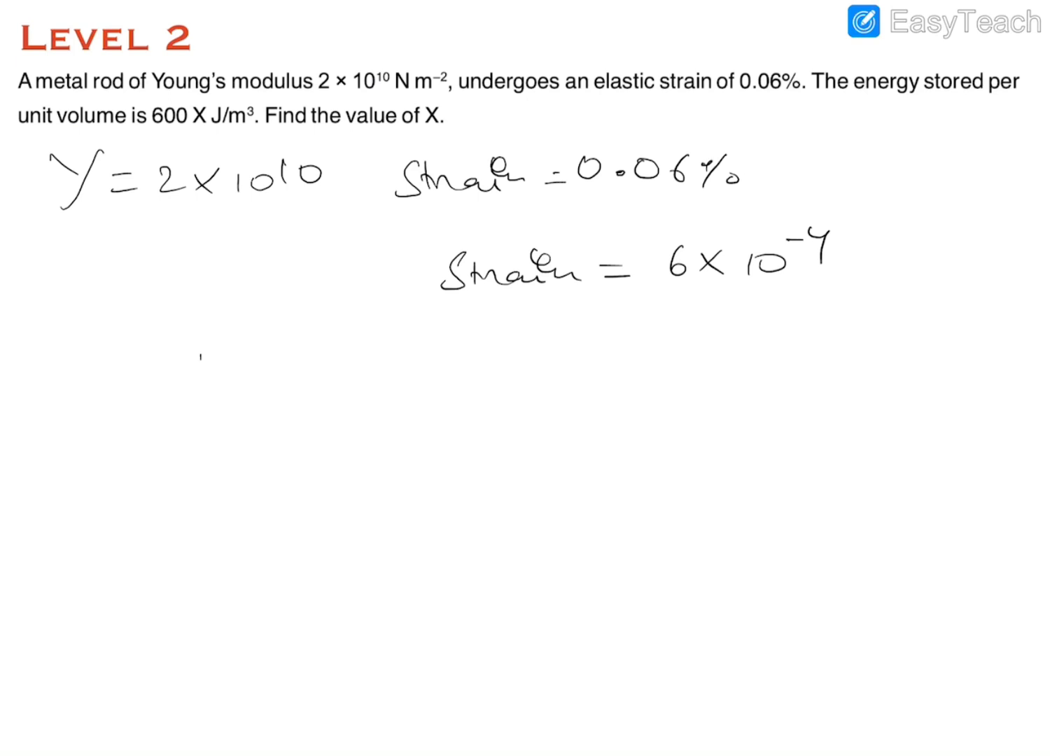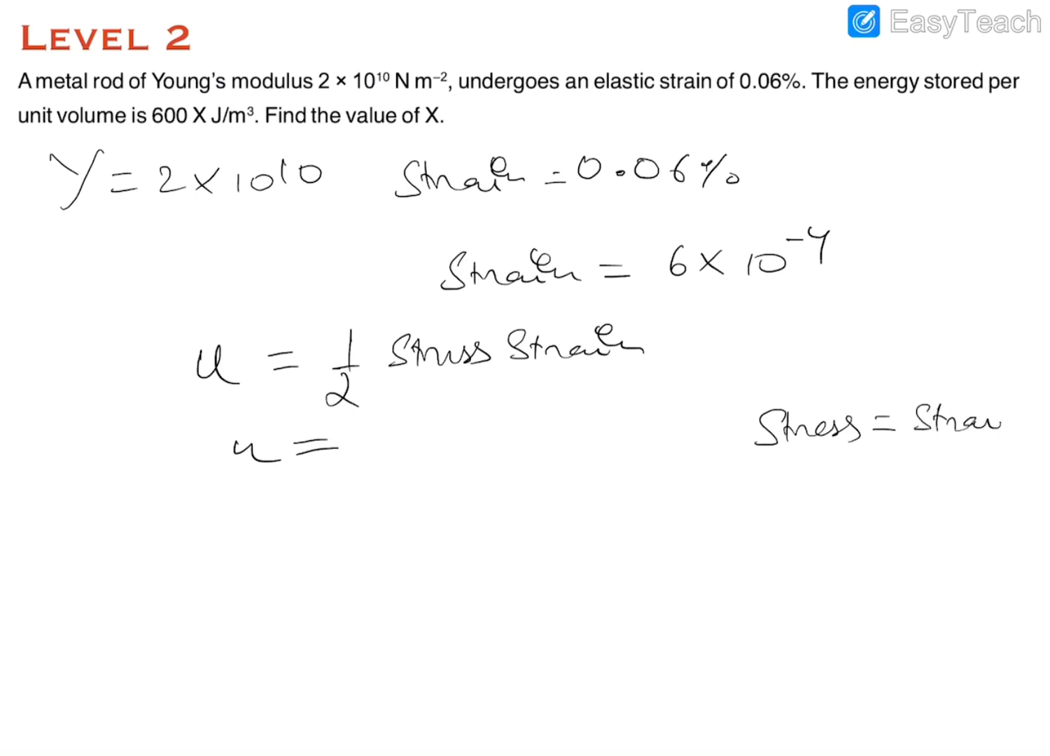Now the energy density, which is energy per unit volume, has a formula of half stress into strain. And we can understand this fundamental logic that if the only things given in this question are strain and Young's modulus, and stress is not given, we can eliminate stress by writing stress is equal to strain into Y. So this formula becomes half strain whole square into Y.